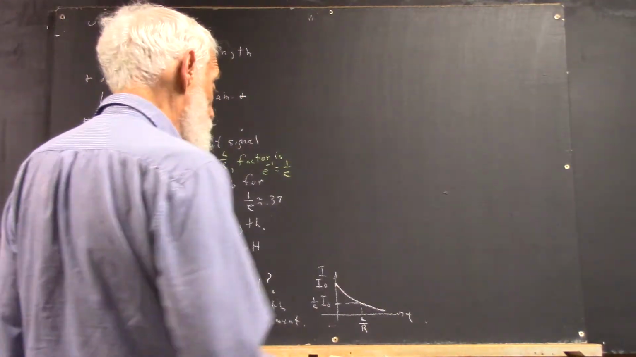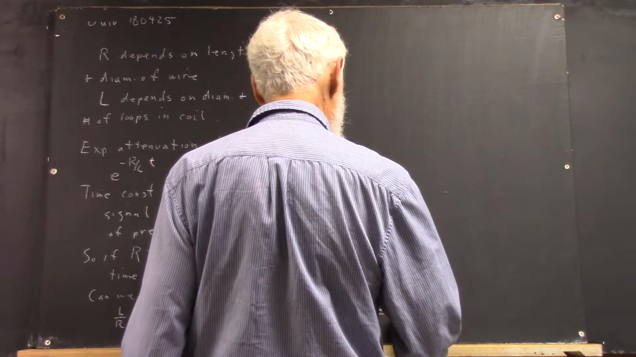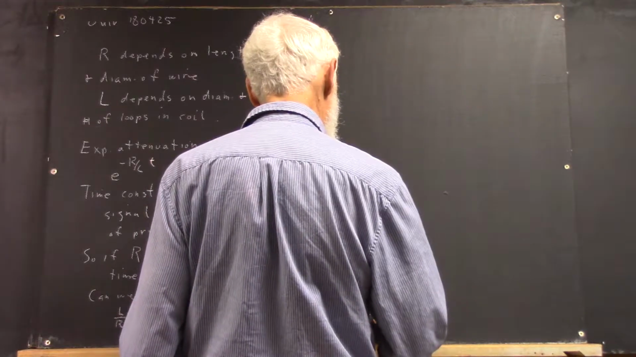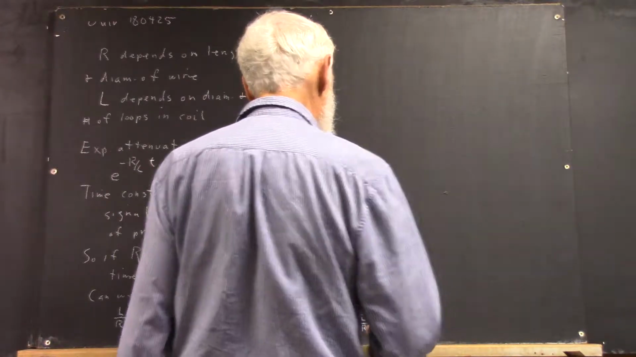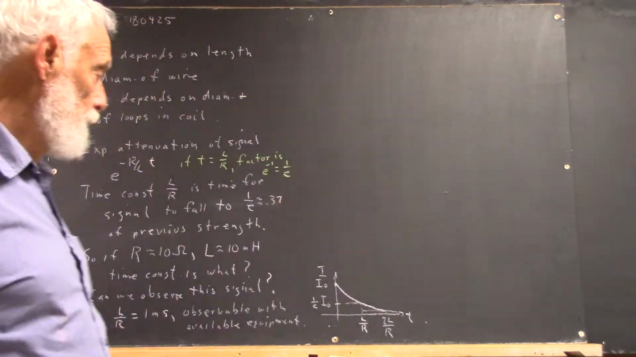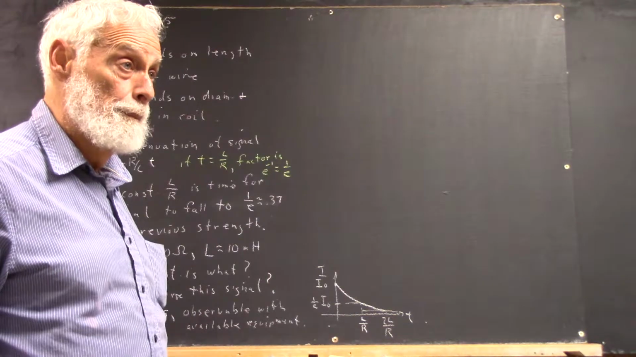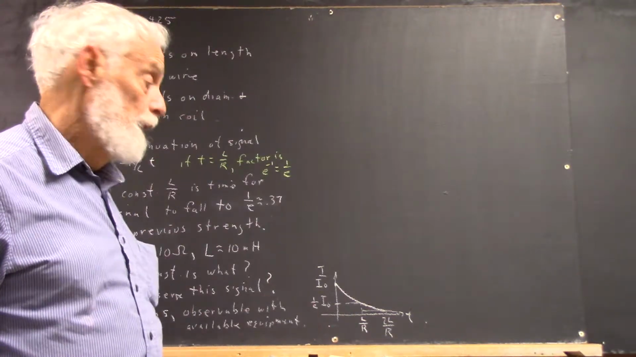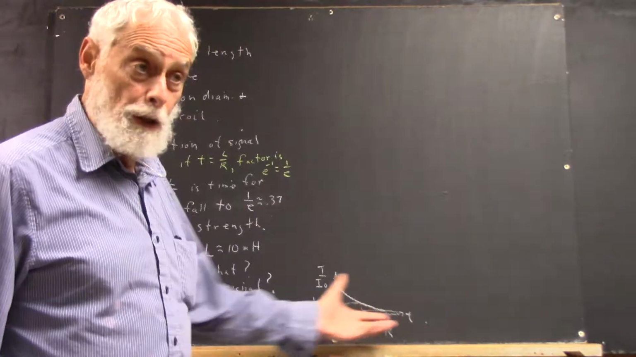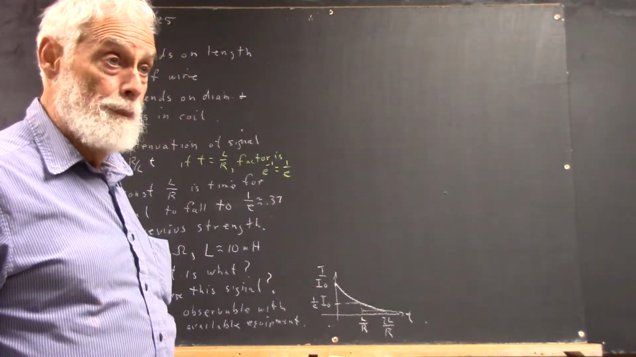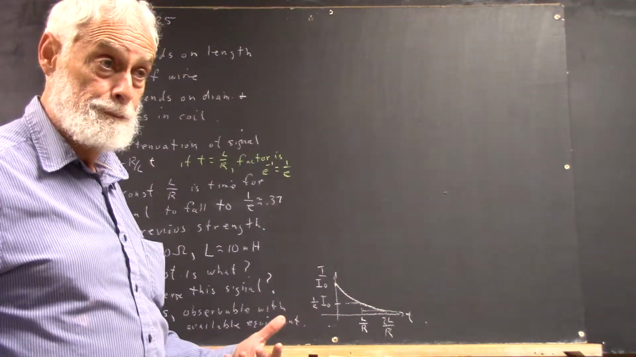Okay? And then you go another L over R, and you're down to 37% of that, which is about a little over 1/10 of what you started with. Okay? 15%, 1/6. Okay? So there's your picture. You know, that's what happens. Okay? That could be observable.